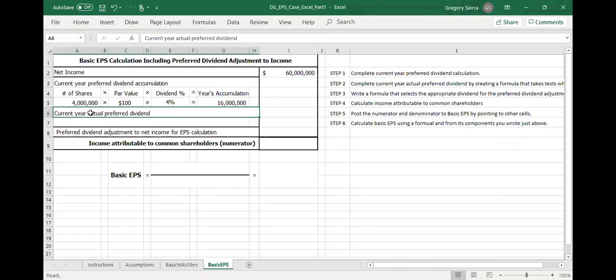Now, the current year actual preferred dividend. So you have to take into consideration the dividend declaration and the accumulation, and they're going to get the lower of that amount, okay? This is how much the preferred shareholders actually got, because for the preferred dividend adjustment for EPS, we need to know both pieces of information, and then we also need to know whether it's cumulative or non-cumulative, because the EPS adjustment for preferred dividends does not always equal how much they actually got. I'll explain in a minute if you don't already know where I'm going.